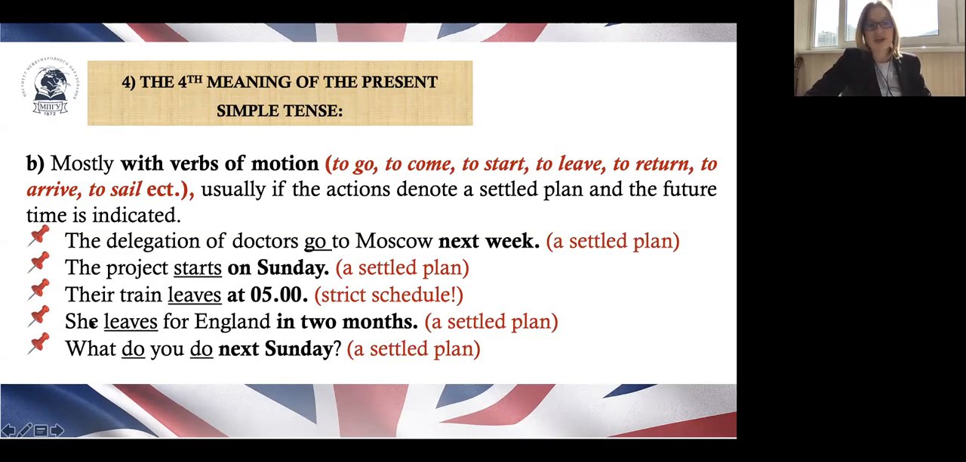Okay, moreover, we can say that she leaves for England in 2 months. Same example about the settled plan. Leaves in the present indefinite tense and in 2 months as the example of time indication. What do you do next Sunday? It's not about what are you going to do, or it's a bit different from what will you do next Sunday. In this case, we say that there is a settled plan and nothing will change generally.